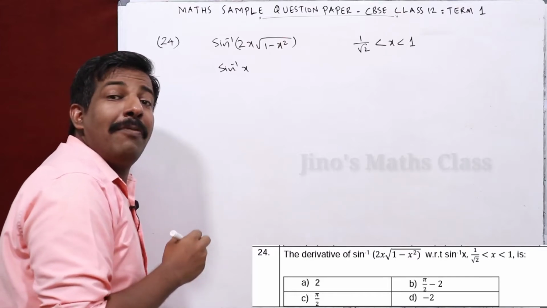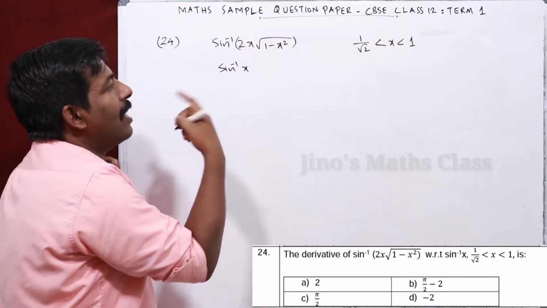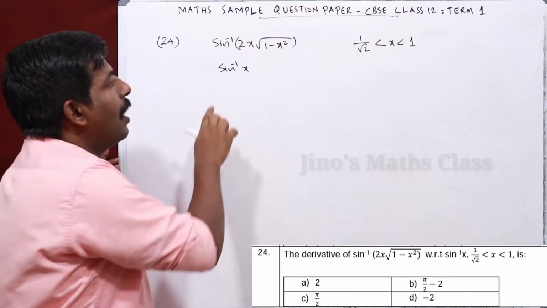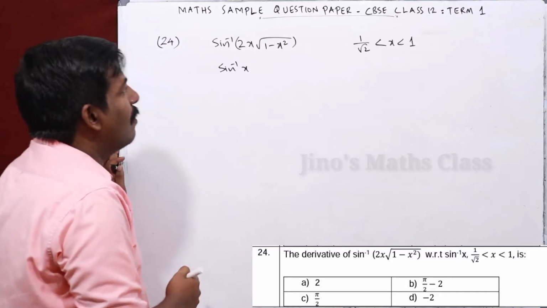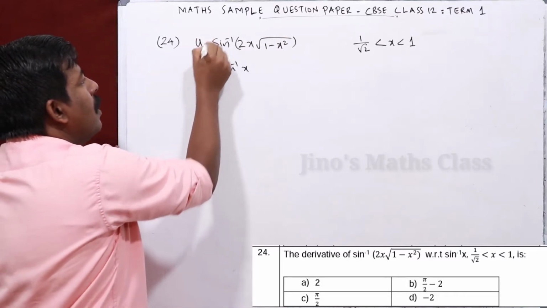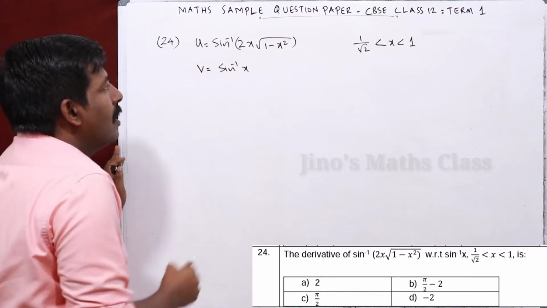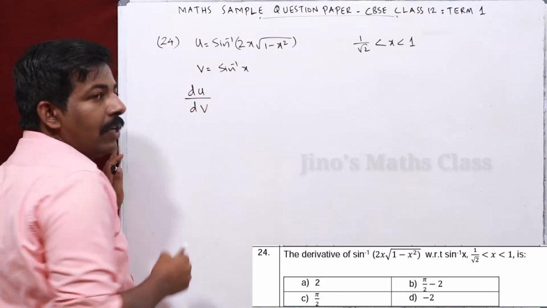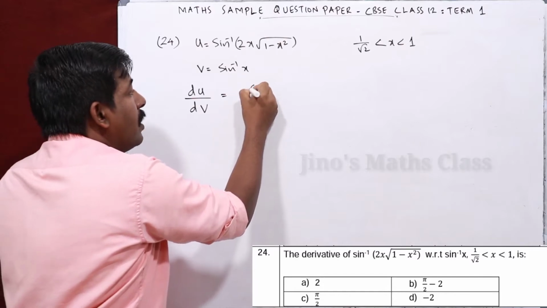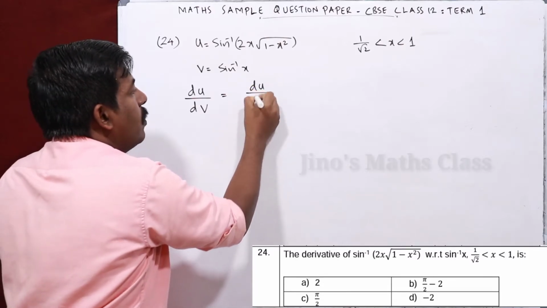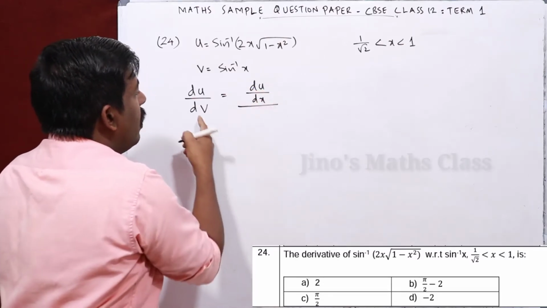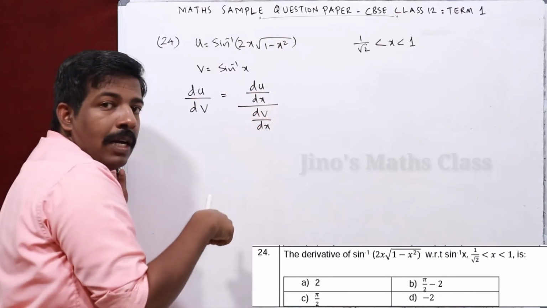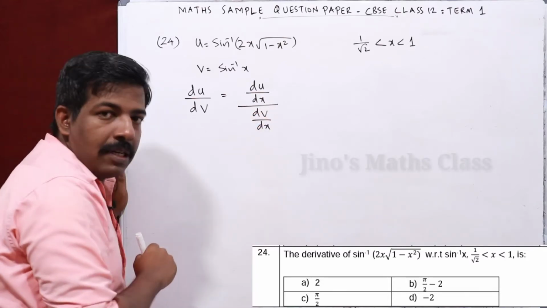24th question. Here we have to find the derivative of sine inverse of 2x into root of 1 minus x square with respect to sine inverse x. So we can take the first function as u and the second one as v. That means we have to find the derivative du by dv. So we can find the derivative of u with respect to x, and the derivative of v with respect to x. Then we can divide, and at that time we will get du by dv only.